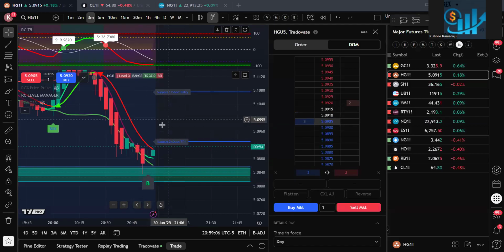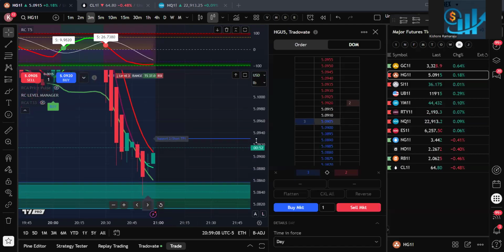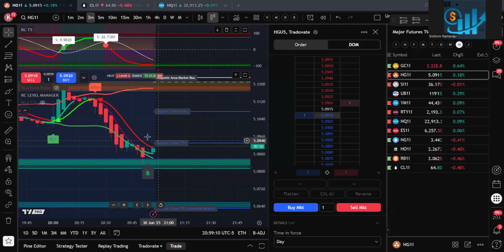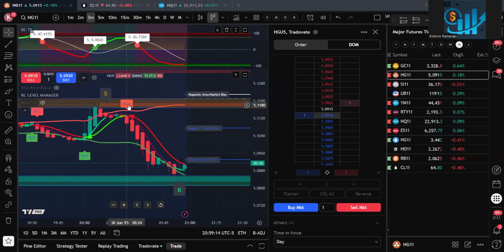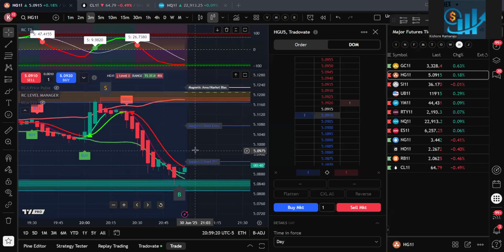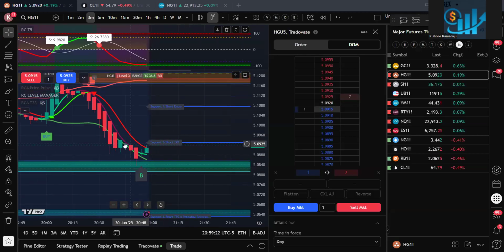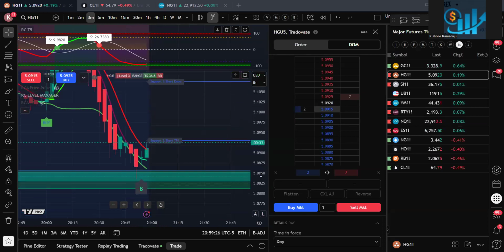So now we need to wait for a nice bullish candle. If we get a bullish candle and buy signal, here it touched the sell zone, we got a sell signal with a nice bearish candle. In the same way, now it touches the buy zone. If we get a buy signal and bullish candle, we can go long.